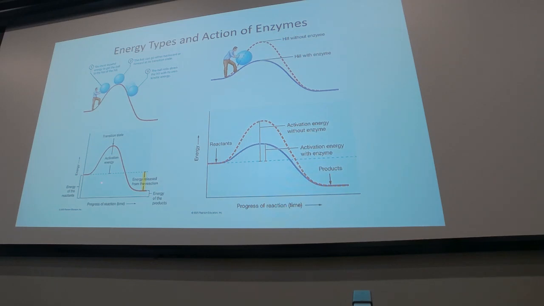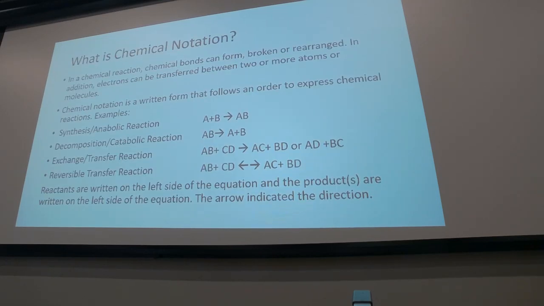Now this activation energy can get reduced when you have an enzyme. So basically it's like bringing down the hill so that you don't spend as much of this potential energy that you have, and then you will have the reaction take place in a shorter amount of time. So basically enzymes reduce the activation energy for the reaction to take place.